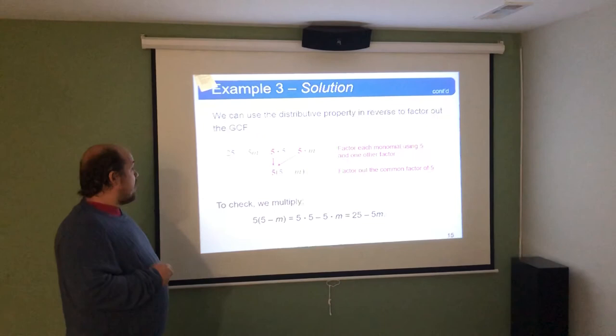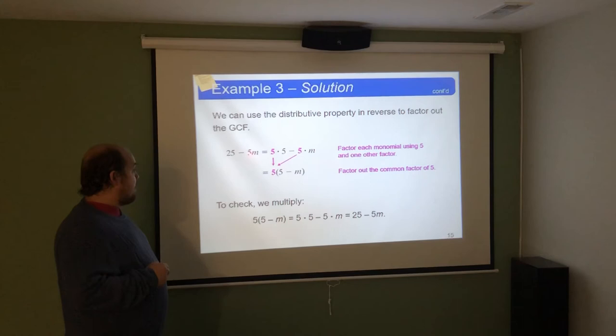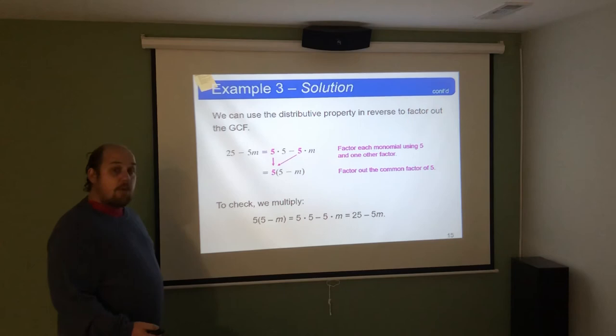So I divide 25 by 5 and I get 5 left over. I divide negative 5m by 5 and I get negative m left over. The 5 we divided by goes out front. Then we have parentheses, the 5 left over and the negative m left over. Again, if we multiplied it back to check our work, 5 times 5 would give me 25. 5 times negative m would give me negative 5m.